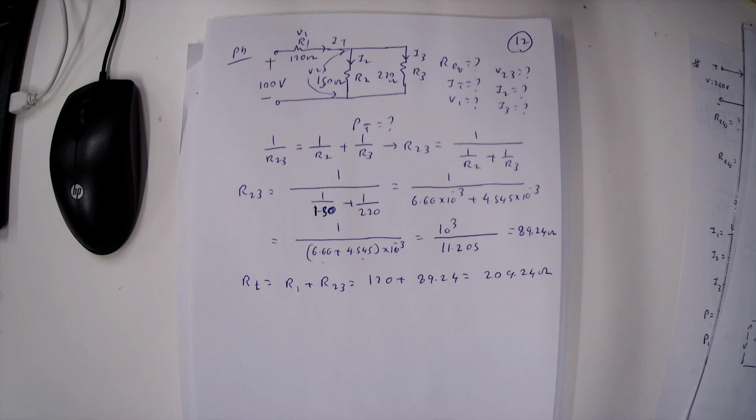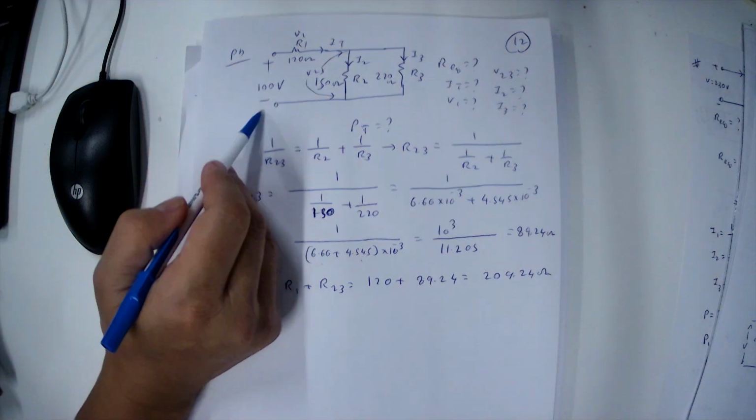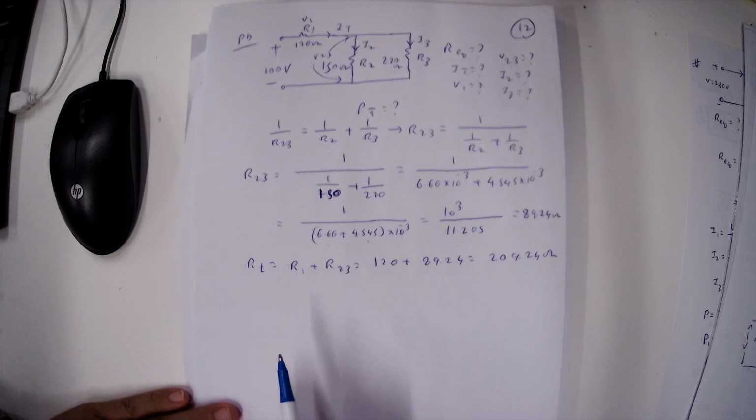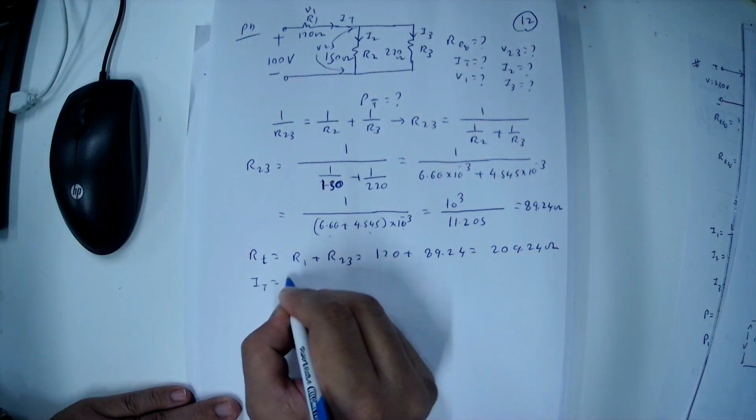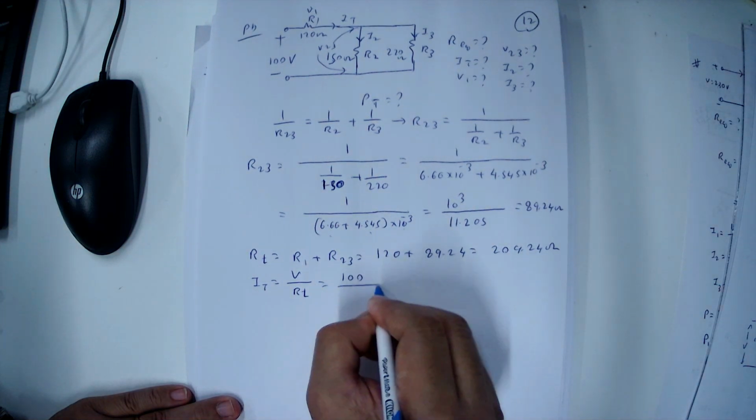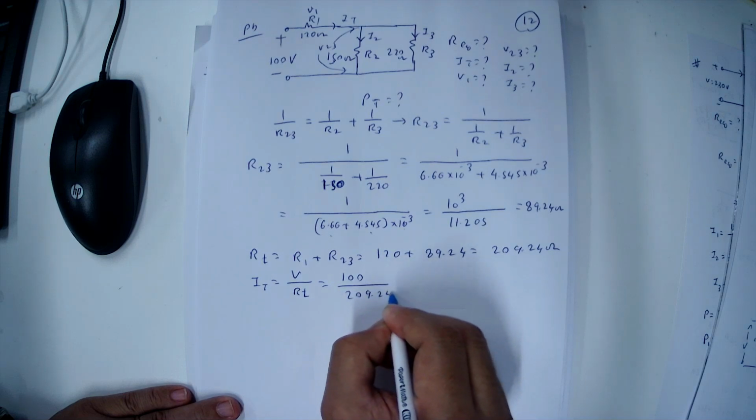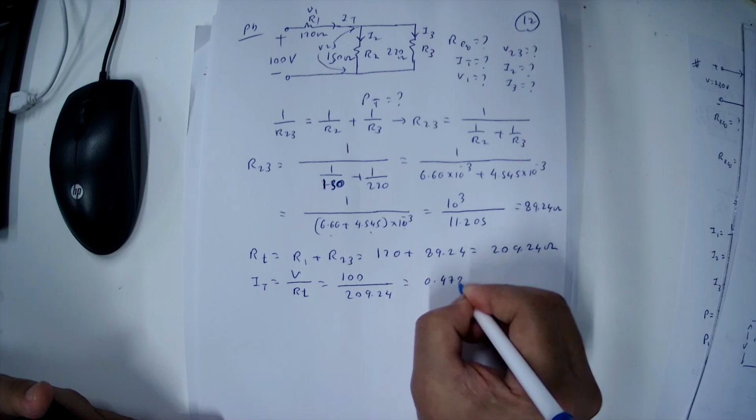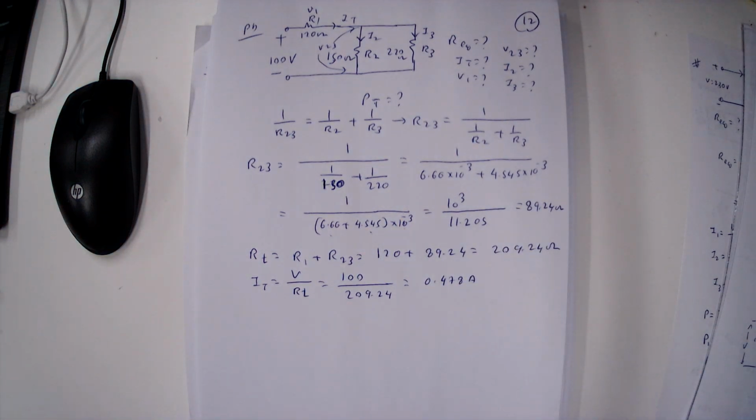And we also need to calculate the circuit current. We have the total voltage 100 volt, total resistance 209.24. Then we can calculate the current. So I total equals V divided by R total. Voltage is 100, resistance is 209.24. 100 divided by 209.24, you got 0.478 ampere. So total current is 0.478 ampere.